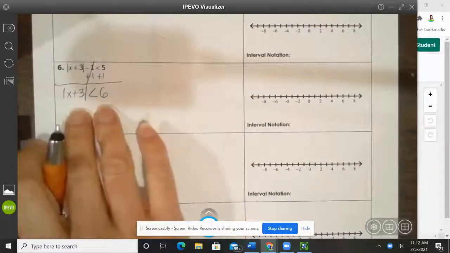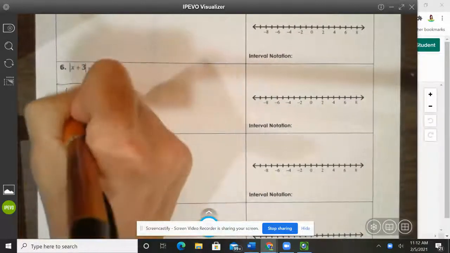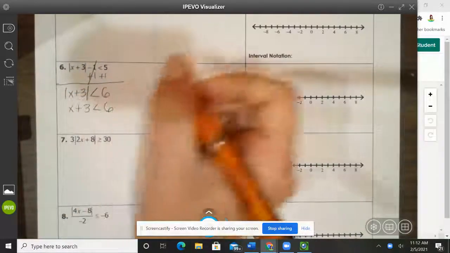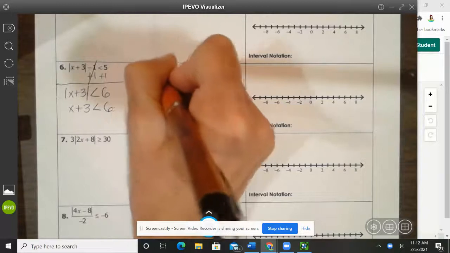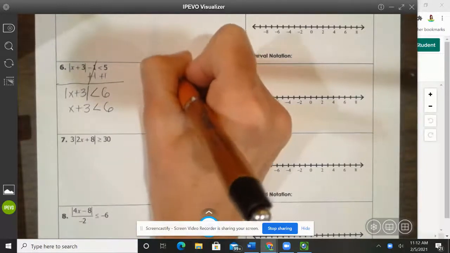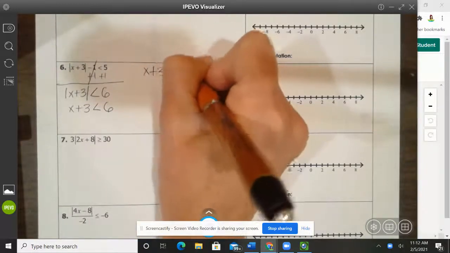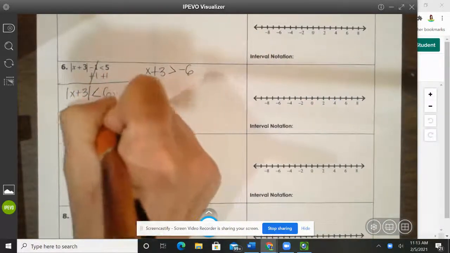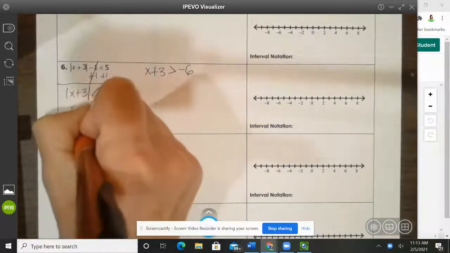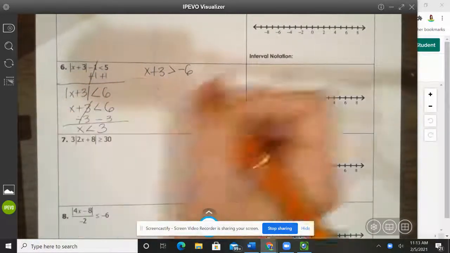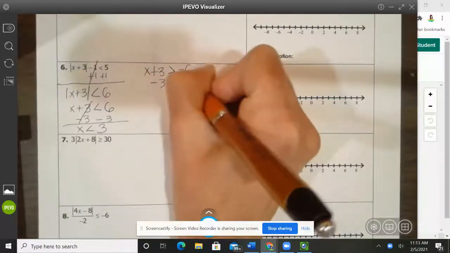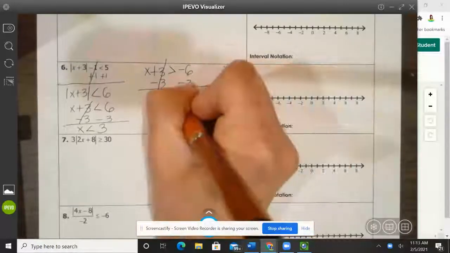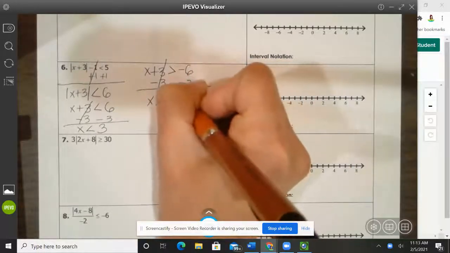Now, once I have that, I can make my 2 cases. So that's x plus 3 is less than 6, and then I have x plus 3 is greater than negative 6. Then I solve. Minus 3, that goes away, and I have x is less than 3. And then minus 3, that goes away, and I have x is greater than negative 9.